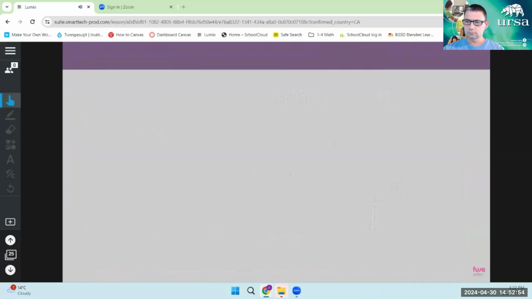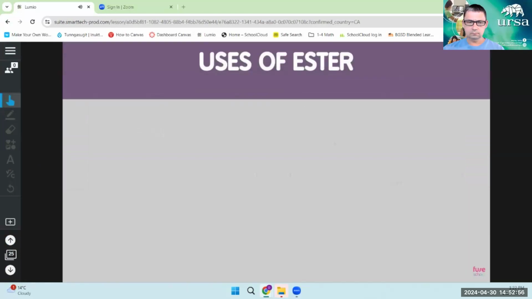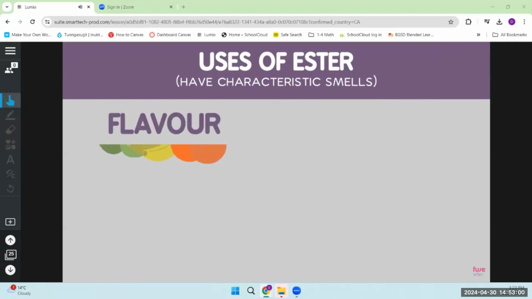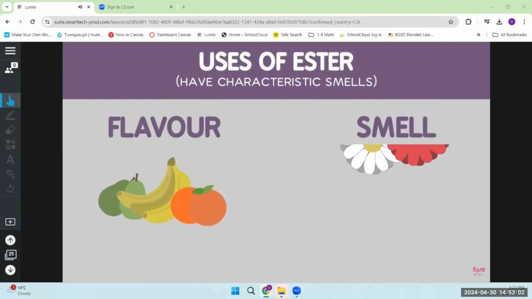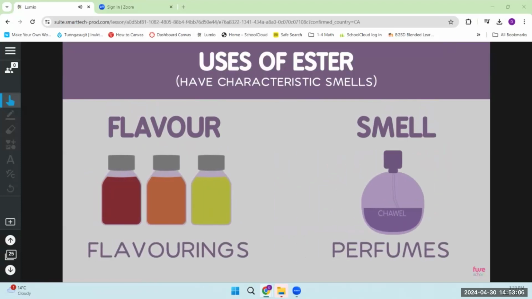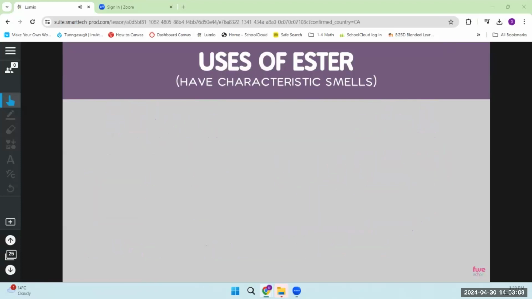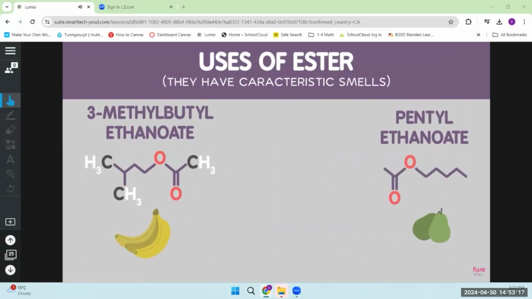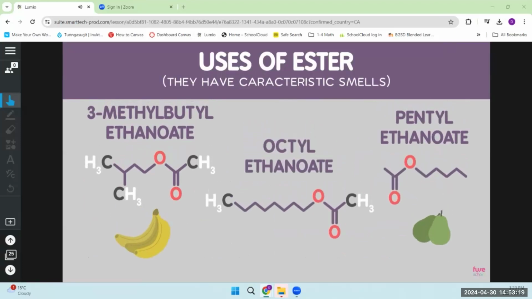Now, let's take a look at what esters are actually used for. Esters have characteristic smells and are responsible for the flavour of foods and smell of flowers. They are therefore useful as flavourings and perfumes. Some examples of esters, together with their smells, are 3-methyl-butyl ethanoate, bananas; pentyl ethanoate, pears; and octyl ethanoate, oranges.